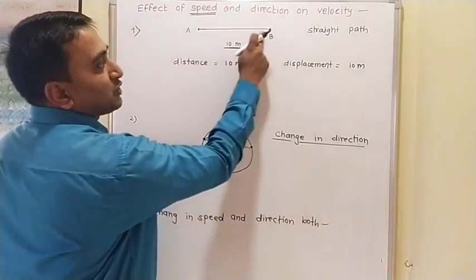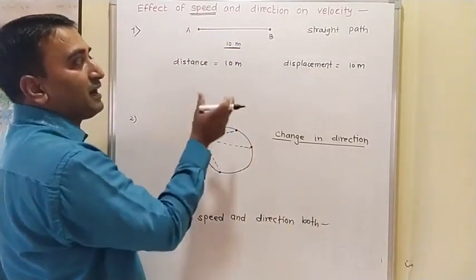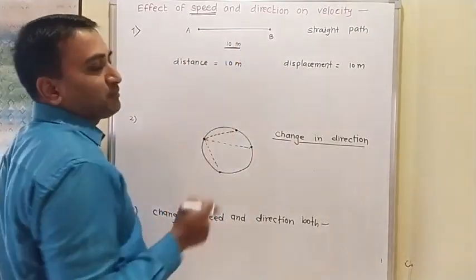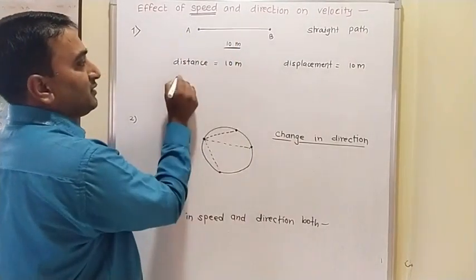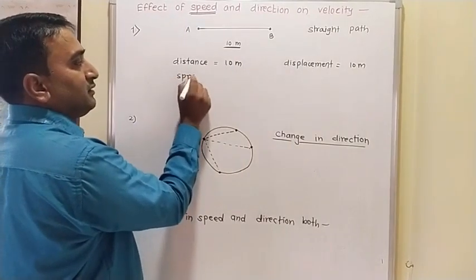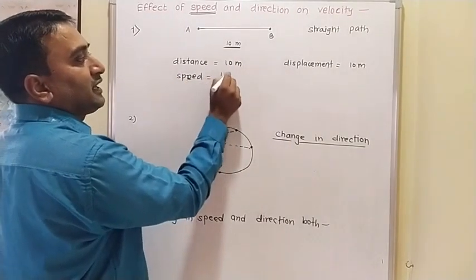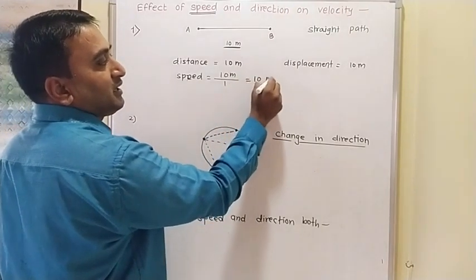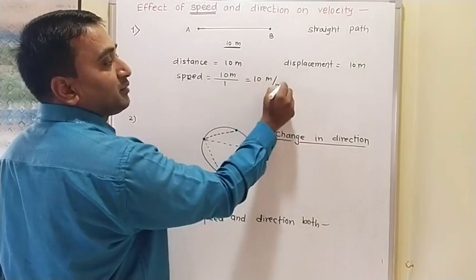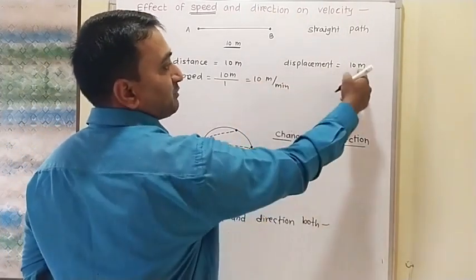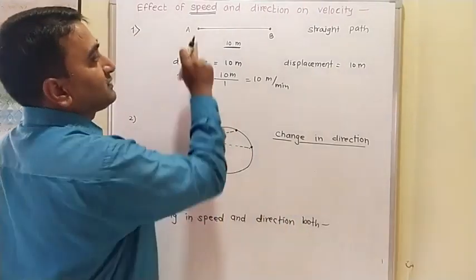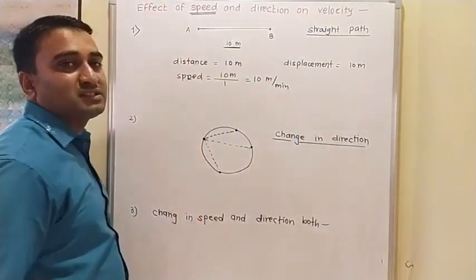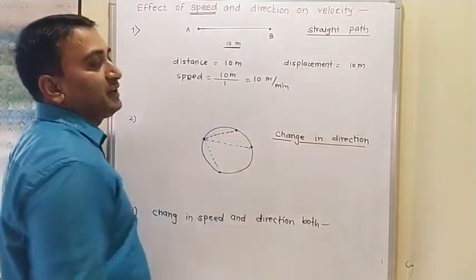Distance is the length of the actual path travelled by an object while going from the first point to another point. So it is 10 meters. What is the speed here? The speed is 10 meters divided by 1 minute, so 10 meters per minute. But what is the displacement? Displacement is also 10 meters. Why? Because of the straight path, it is also the minimum distance from the starting point to the final point.